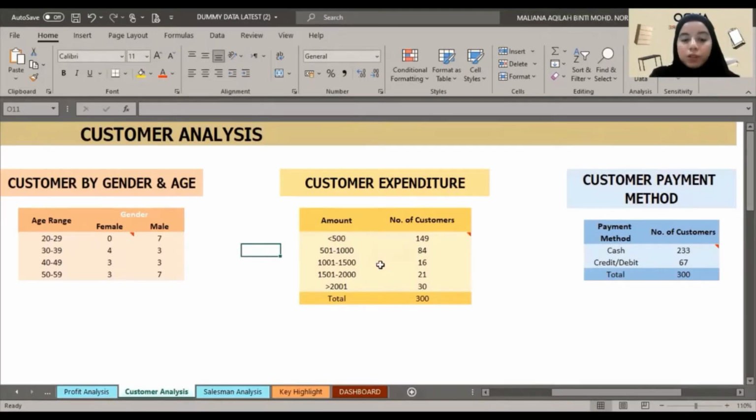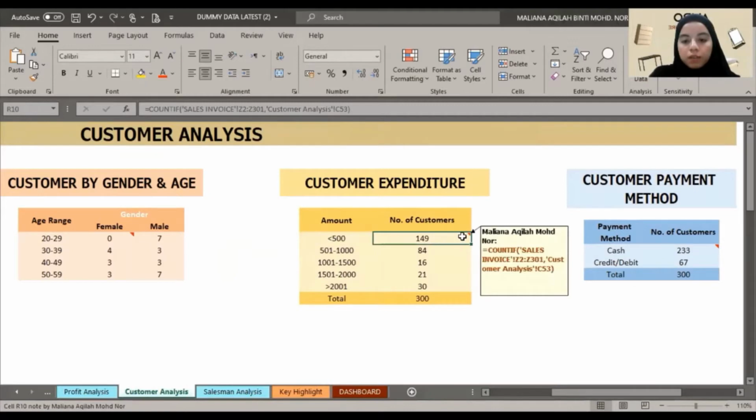Other than that, we also analyze our customers' expenditure. We have classified our customer expenditure into 5 groups. We use the COUNTIF function to calculate how many customers spend at Auro Furniture, according to the expenditure range. This function only requires one criteria compared to the function used in the previous analysis. We can see that most of our customers spend below 500, which is 149 customers.